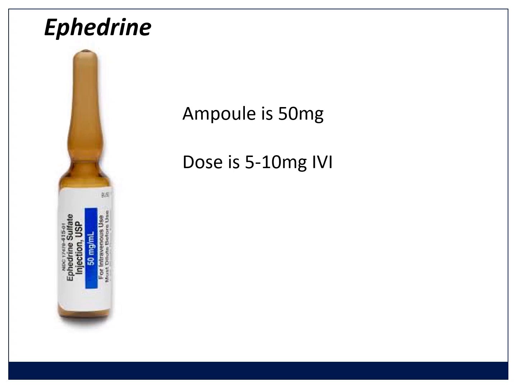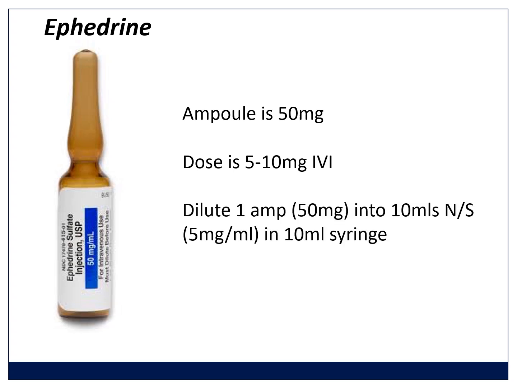The ampule comes in a 50 milligram ampule, 1 ml, and the dose you want to give is 5 to 10 milligrams intravenously. And what I do then is I take 1 amp and I put it into a 10 ml syringe, so that you have a 5 milligram per ml solution in a 10 ml syringe, and I give 1 to 2 mls of that.